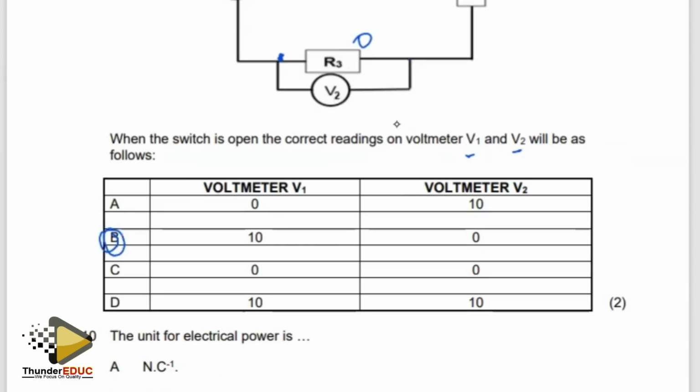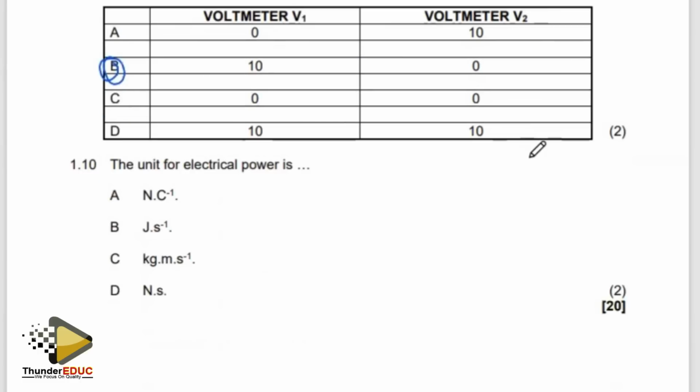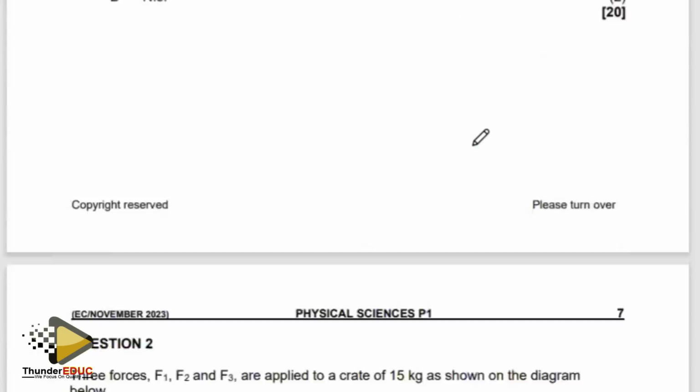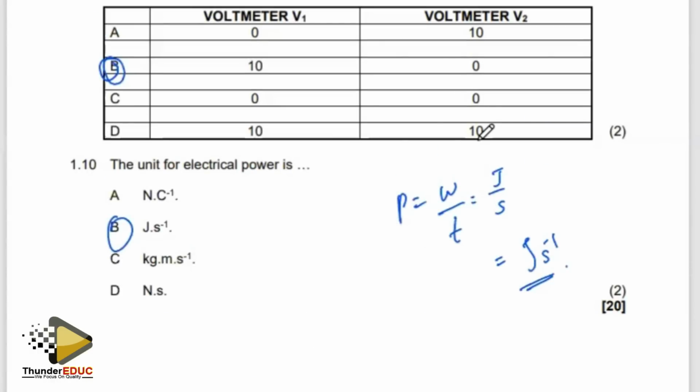Then lastly, what is the unit for power? We know that power is measured in watts. But we know that power will be the work done over the time, and work done is measured in joules over seconds. So it's going to be joules per second, which is option B. So that is question number 1. And then we move on to question number 2.